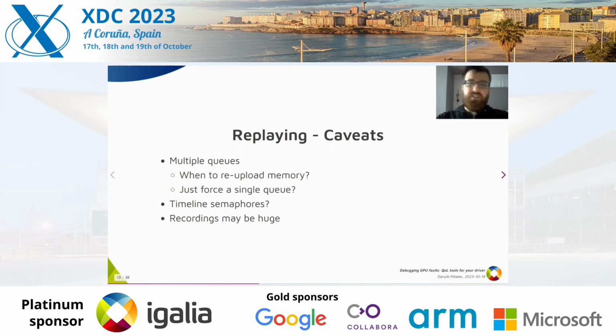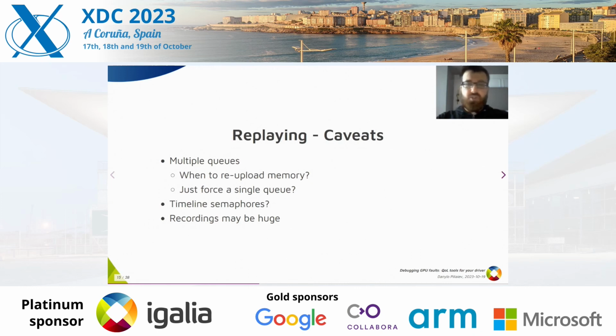What are the caveats? I think that one big caveat we didn't have to handle in Turnip is multiple queues. When we replay the command stream, we re-upload all of the memory at each submission, which obviously doesn't work if the workload is being submitted to several queues and is able to run simultaneously. Though it shouldn't matter for most cases, and a single queue could be forced.